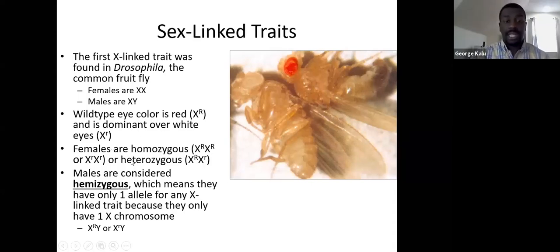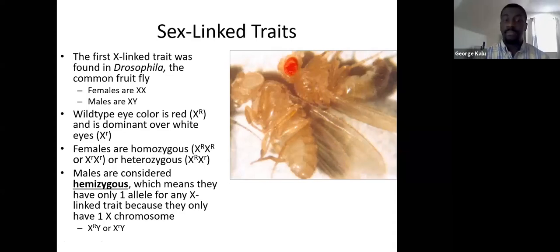And so when we're looking at the females, they are still considered either homozygous recessive or homozygous dominant. If they have 2 copies of the dominant allele, they'd be X^R X^R for homozygous dominant, or homozygous recessive would be X^r X^r, or they can be considered heterozygous, where they have X^R X^r. Same kind of general trend we've seen already.